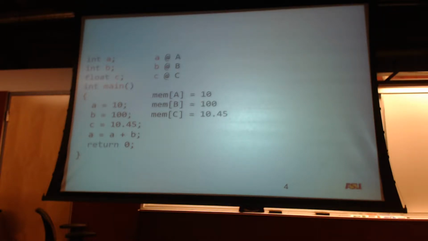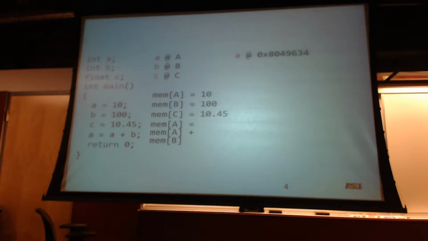Now what happens when you do A equals A plus B? The result should be that the value at memory address of A should be equal to the value at memory address of A plus the value at memory address of B. Right? That's what we want. Now let's see what really happens in practice.